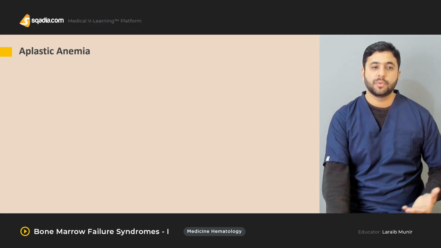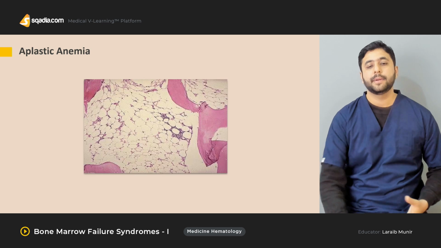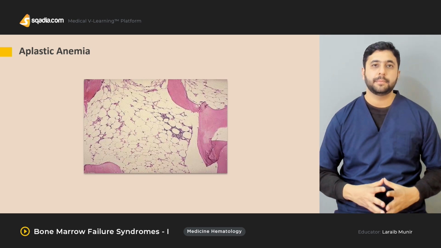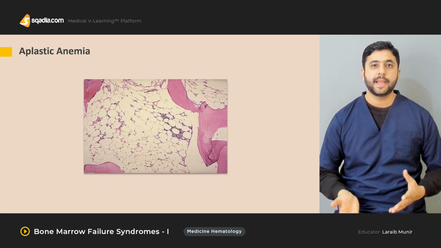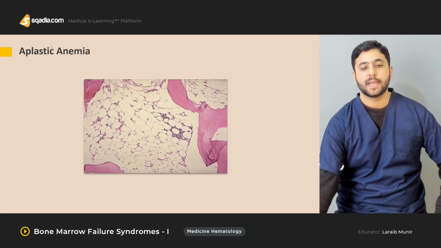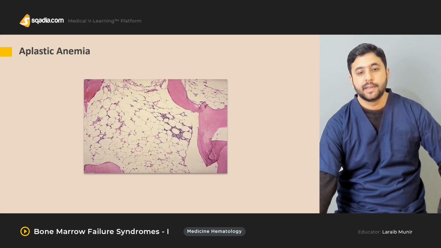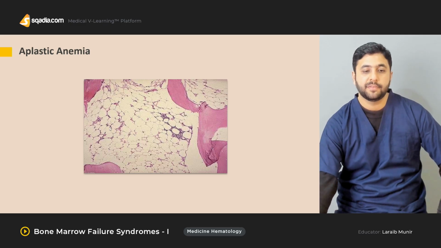All right, let's move on to our main topic of discussion today, which is aplastic anemia. Now, aplastic anemia in simple terms can be defined as pancytopenia in which the bone marrow is basically replaced by fibrofatty tissue. As you can see, this is a picture of a bone marrow exam of a patient with aplastic anemia. Generally, in a normal person, there are a lot of cells in the bone marrow, around 30 to 70% of the bone marrow being composed of various types of cells.